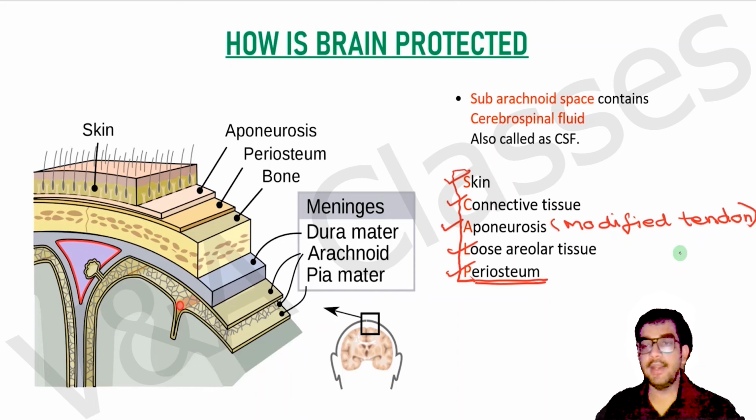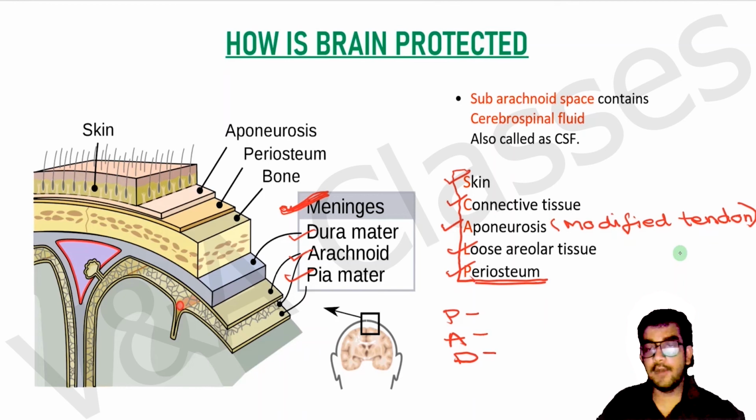Then inside the periosteum also, the brain is protected by means of meninges. Okay, so these are the coverings of the brain, and they are divided into three layers: the pia mater, the arachnoid, and the dura mater. So you can remember with the mnemonic of PAD. Okay, pia mater is the closest to brain and dura mater is the farthest away. P for pia mater, A for arachnoid, and D for dura mater.